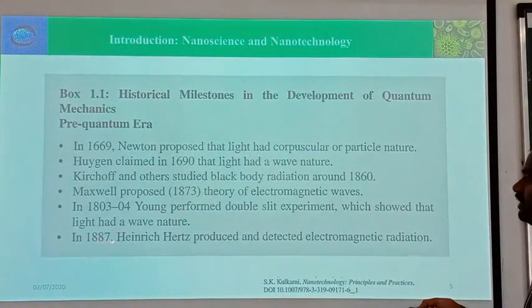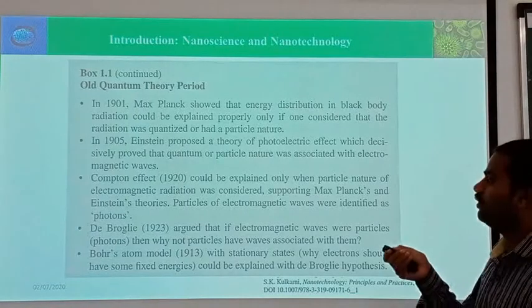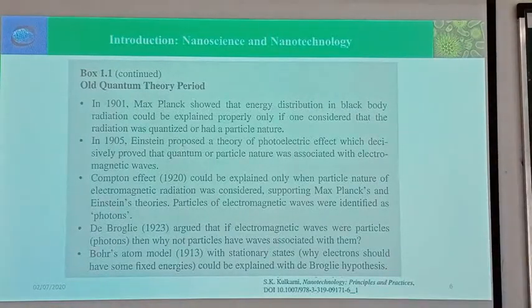In 1887 Heinrich Hertz produced and detected electromagnetic radiation. So slowly there is a development. Now the old quantum theory period.